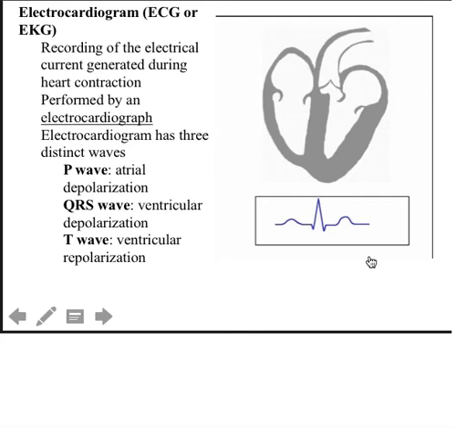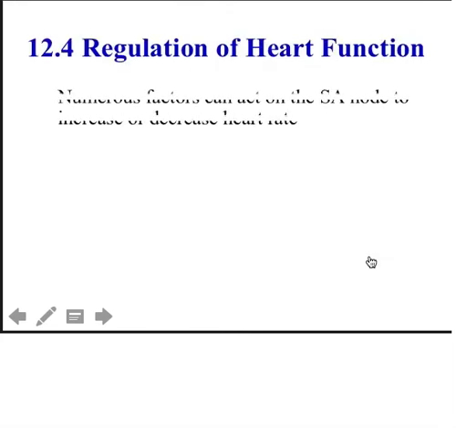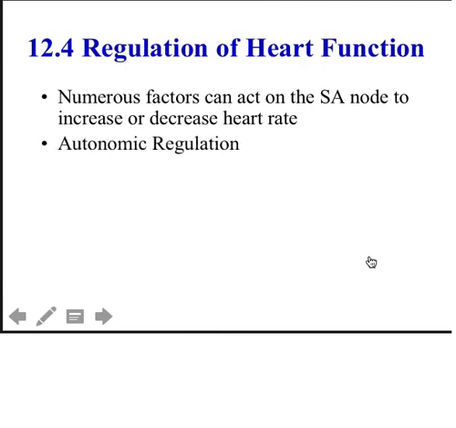If we interfere with this, then we interfere with the proper pumping of the heart. What will happen is we'll either have no squeezing or we'll have squeezing at an inappropriate time, okay? And the result is that the efficiency of the blood pump is going to be adversely affected. A lot of factors can act on the SA node to either increase or decrease the heart rate. Autonomic regulation we've already talked about, where the sympathetic and parasympathetic divisions of the autonomic nervous system affect the rate at which the SA node produces the impulses that lead to the heartbeat.